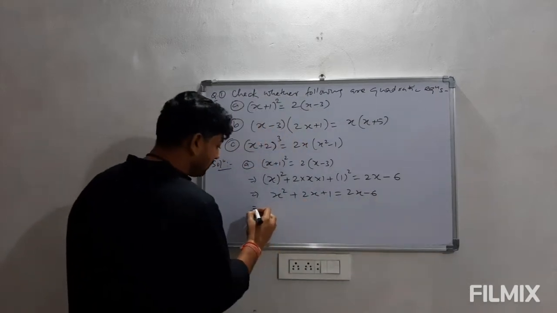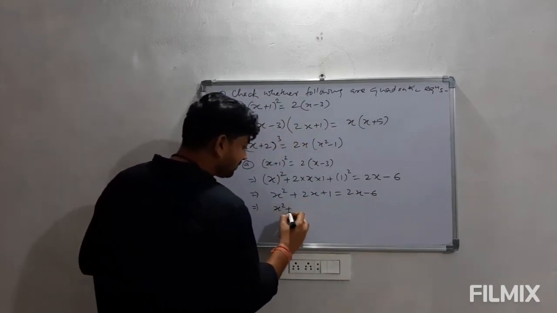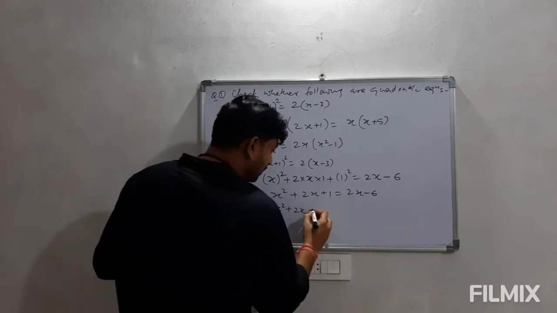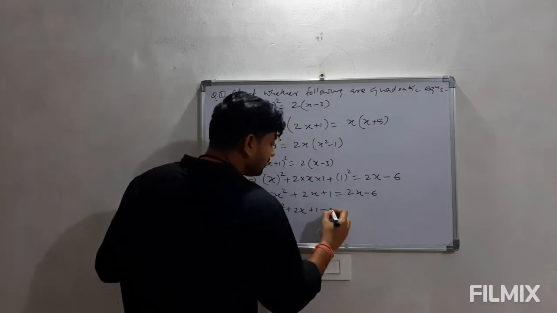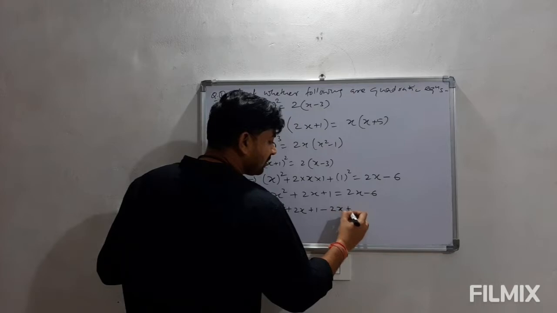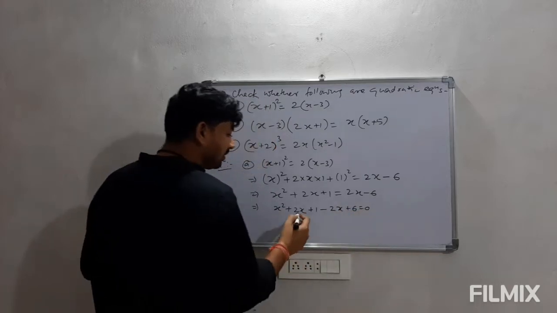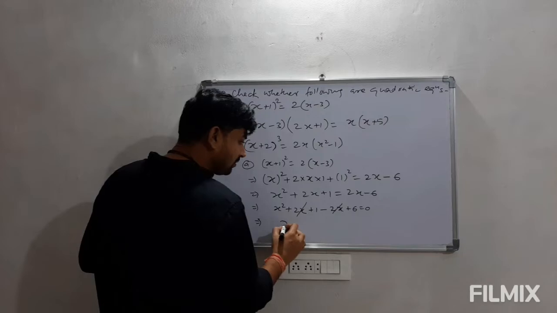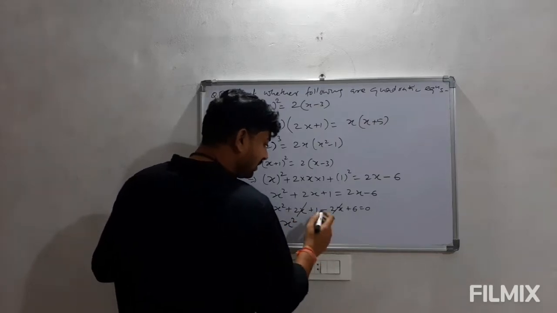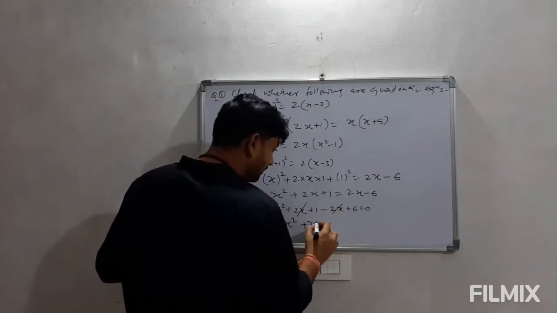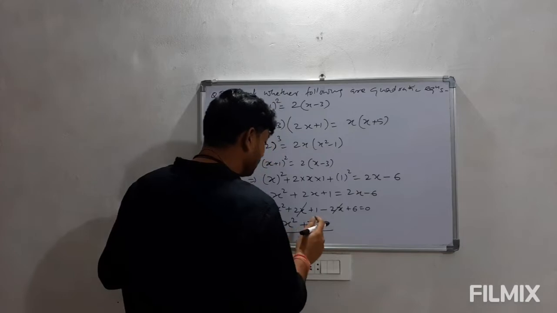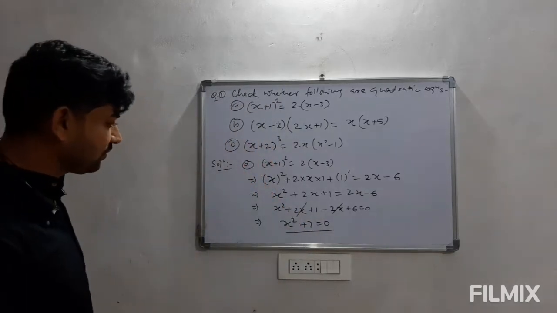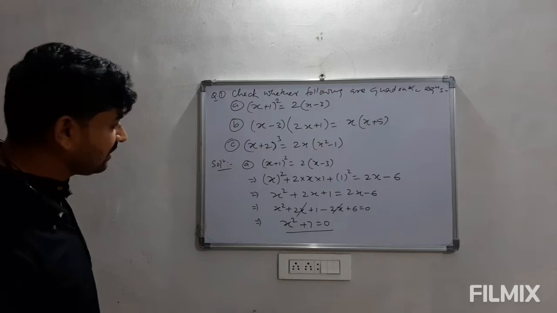Now bring all these things to LHS. x square plus 2x plus 1. This will come with the opposite sign, so minus 2x plus 6 is equal to 0. Now this 2x is with plus and minus, so we can cancel them out. So finally we are getting x square, 1 plus 6 is 7, is equal to 0. Now here x square plus 7 is equal to 0. So this is a quadratic.